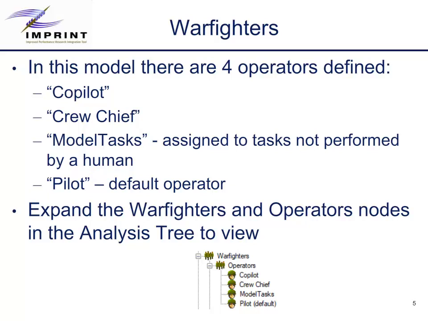Each operational mission in IMPRINT should have 1 or more warfighters defined. These are the entities that perform the tasks. In this model, there are 4 operators defined: co-pilot, crew chief, model task, and pilot. The operator named Model Task is an automated operator that is assigned to any task not performed by a human. It does not accrue workload. The others are all non-automated and perform tasks during the missions. You can view the operators by expanding the warfighters and operator nodes in the analysis tree.